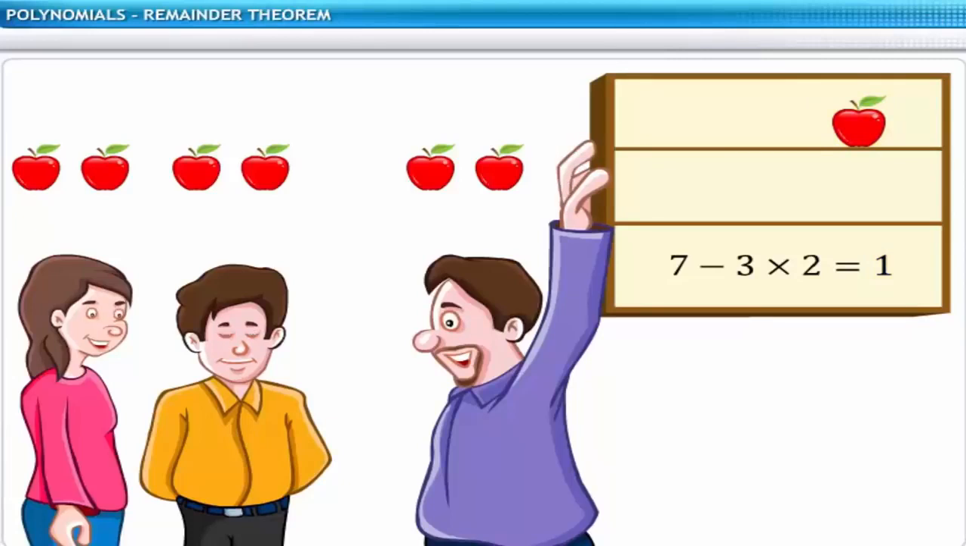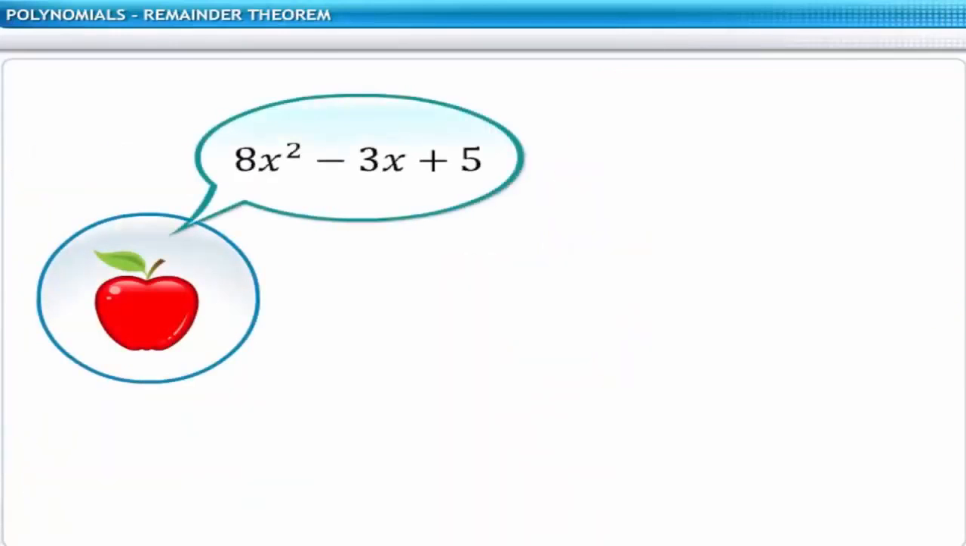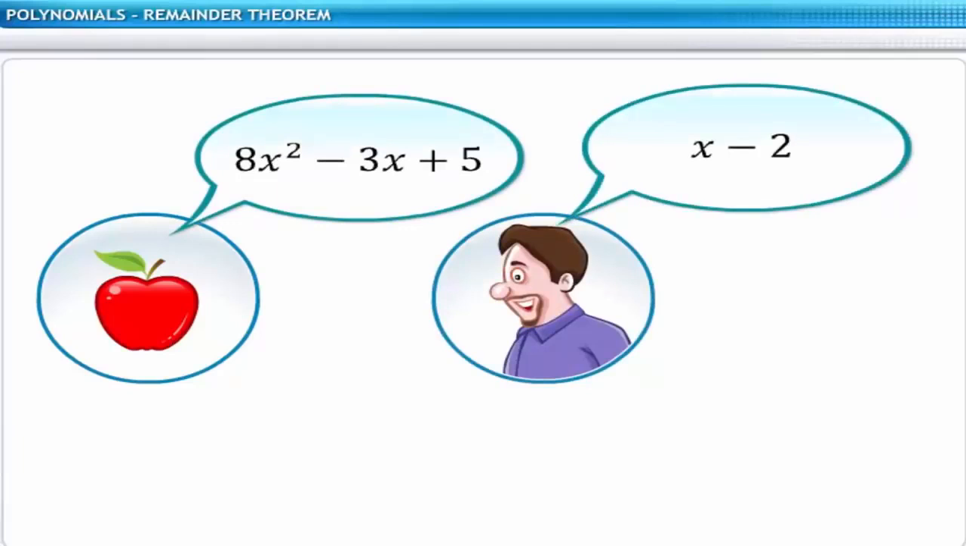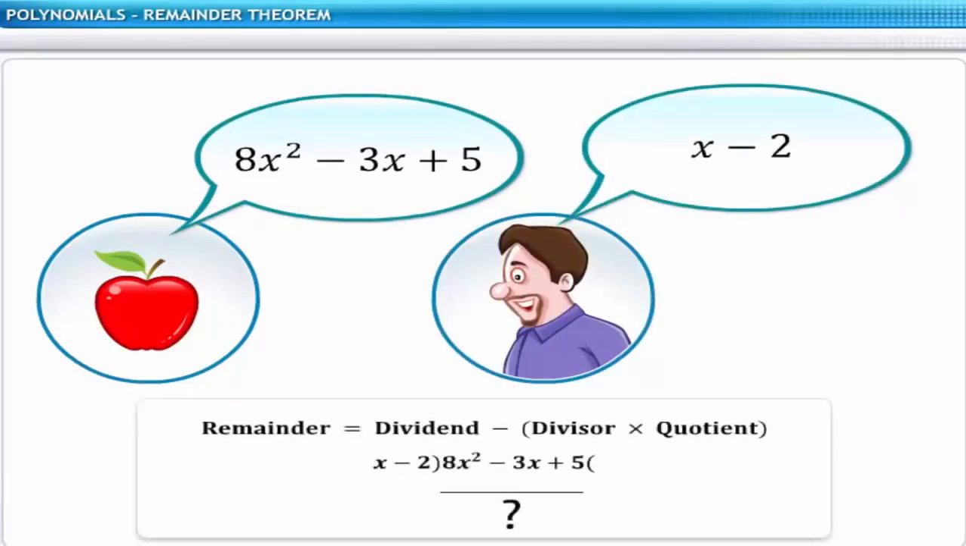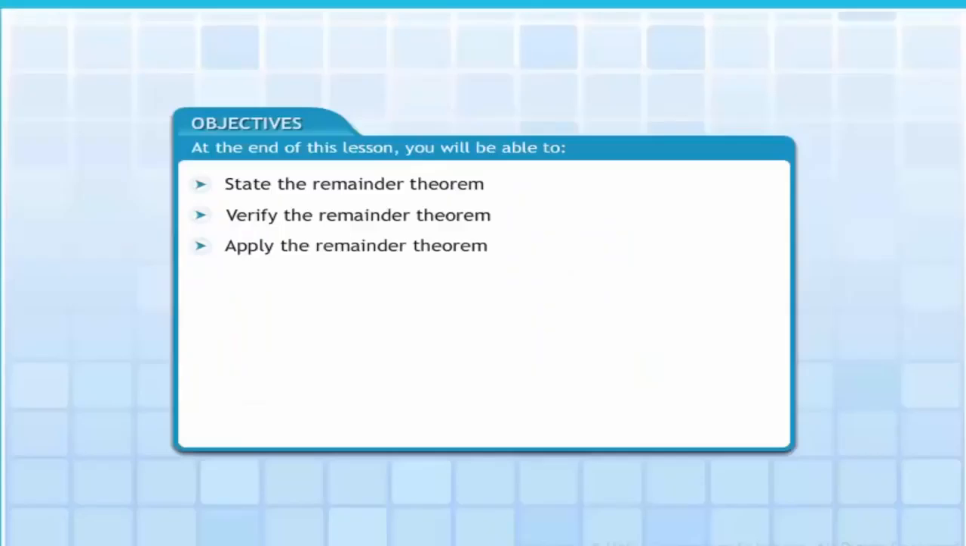However, if the number of apples and recipients were polynomials, such as 8x² minus 3x plus 5 and x minus 2, then the remainder can be calculated quickly and easily by using a theorem called the remainder theorem. Welcome to the lesson on remainder theorem. At the end of this lesson, you will be able to state the remainder theorem, verify the remainder theorem, and apply the remainder theorem.